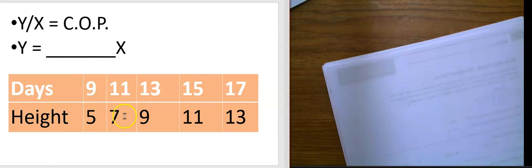Now, this one, 7 divided by 11, 5 divided by 9. Oh, they're not equal to each other. This one is not proportional. There is not a COP on this one.